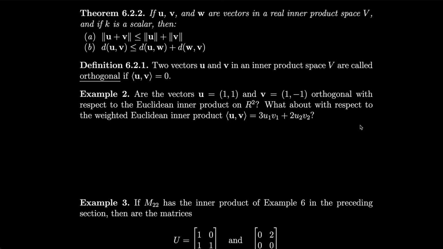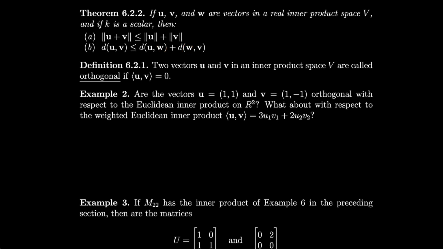If u, v, and w are vectors in a real inner product space V, and if k is a scalar, then the length of u plus v has to be less than or equal to the length of u plus the length of v, and the same thing for the distance, if you want to go to a third vector, w.